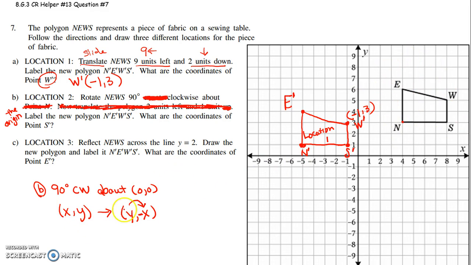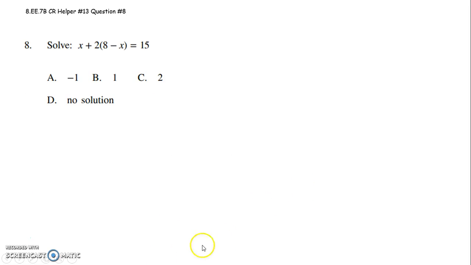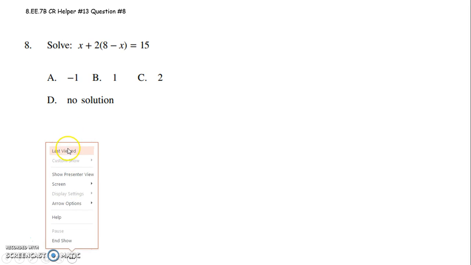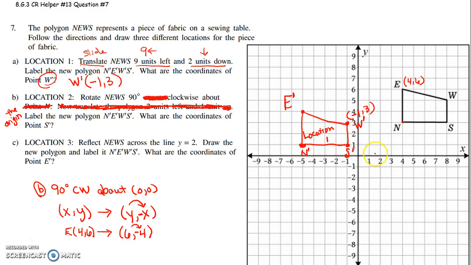So if we take a look here at, let's say, E, the original E is (4, 6). It would become, first I do (6, 4), arrow, change the sign. So it would become (6, -4). Sorry about that. It would become (6, -4). So we go 6, then -1, -2, -3, -4. So that would be E prime.